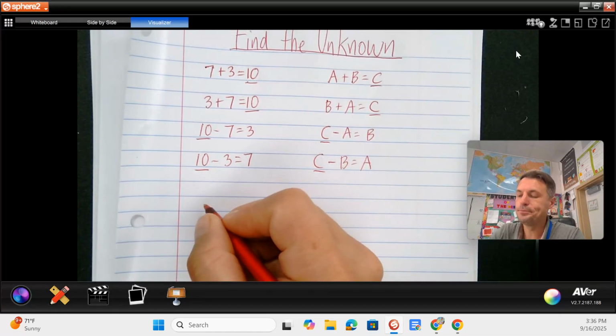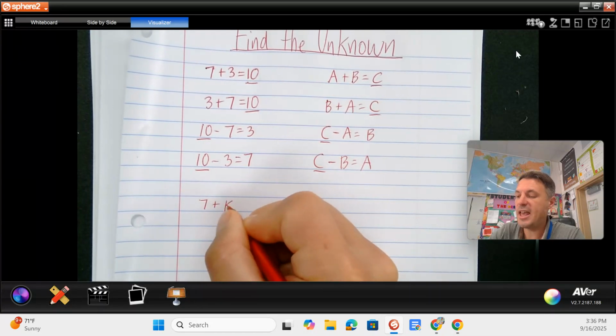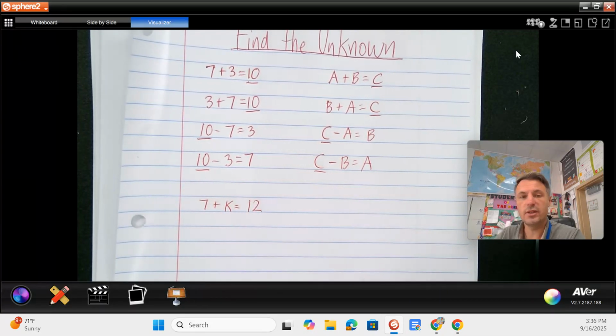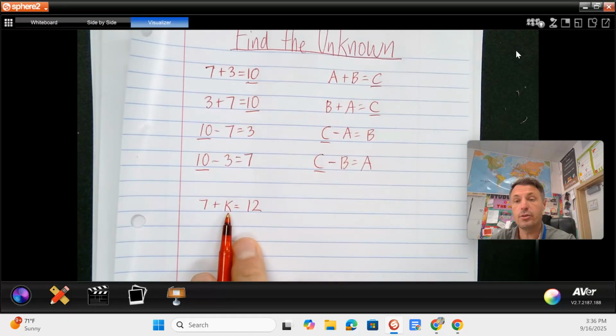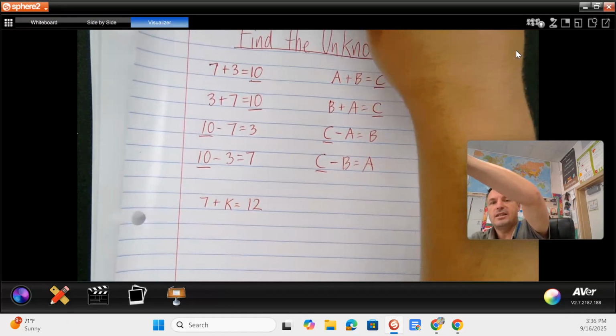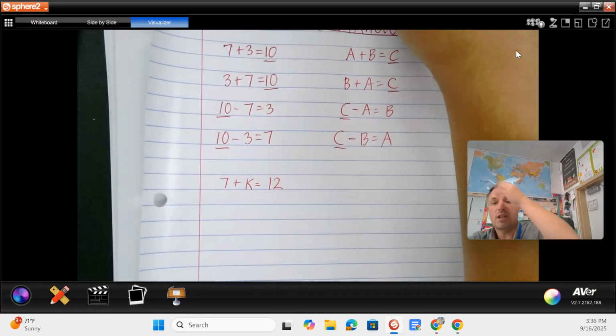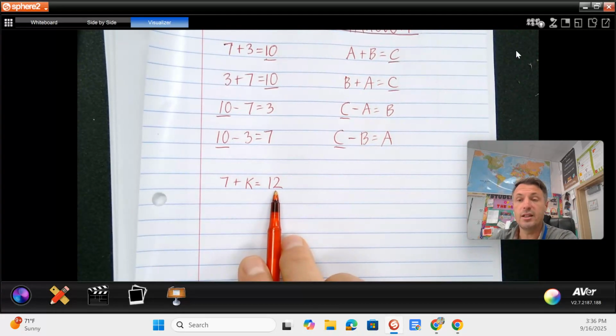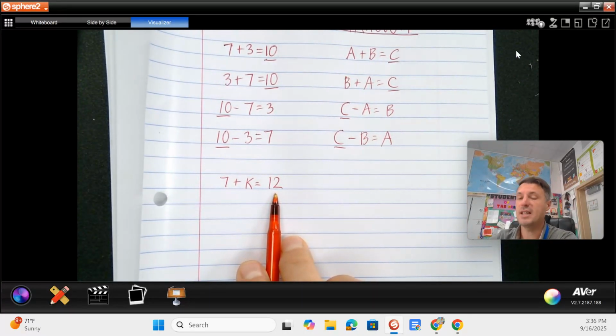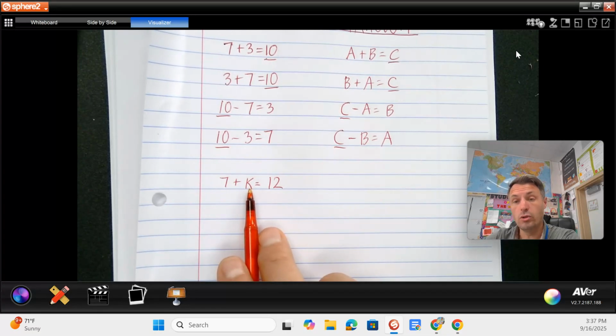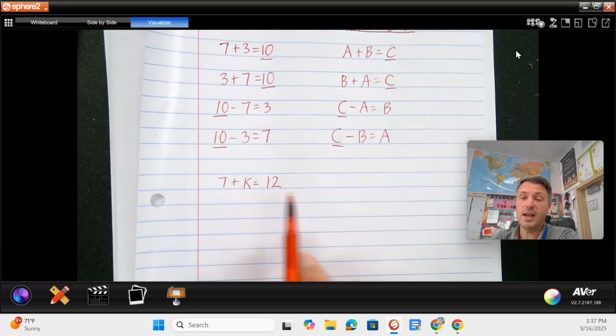Let's say we have 7 plus k equals 12. And we need to find out what that unknown is. Now, it might seem kind of hard because you're used to having the unknown be on the right side of the equal sign. You're used to problems like 5 plus 8 equals blank, and you're supposed to find that it's 13. But you're not used to having the unknown be in the middle of the problem like that.